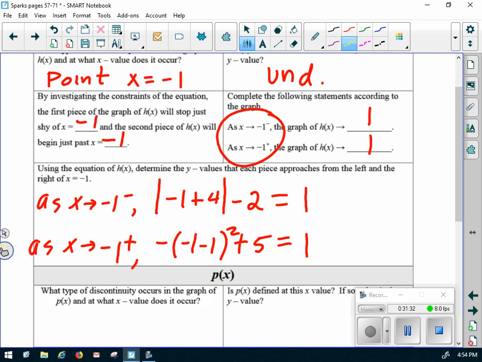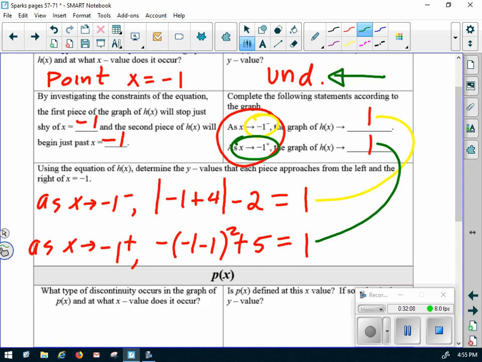Now look, from the left, the graph said 1. The equation said 1. From the right, the graph said 1. The equation said 1. But the function itself was undefined at x equal -1. So here's what I know. I know that those two pieces meet at an open circle because those y values are approaching the same number from both sides. But the graph is undefined there, so you got a hole.